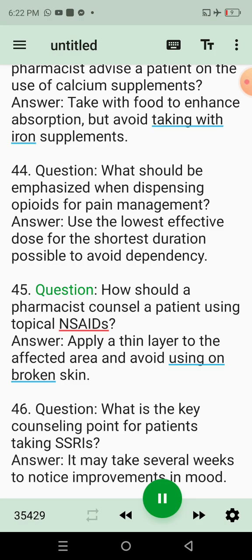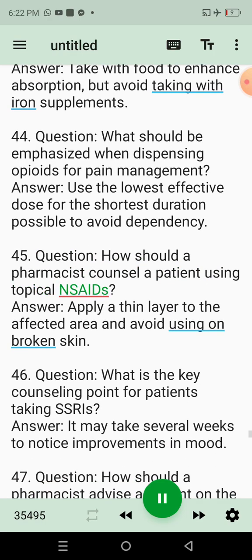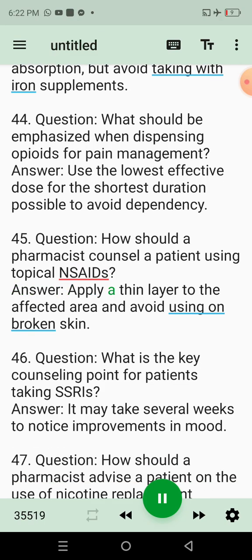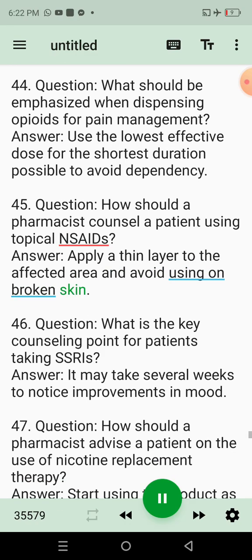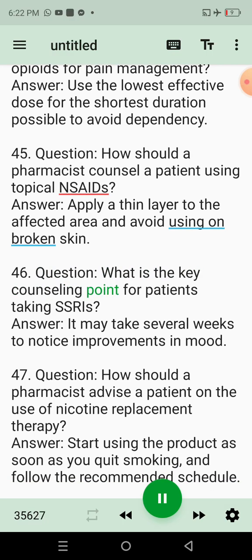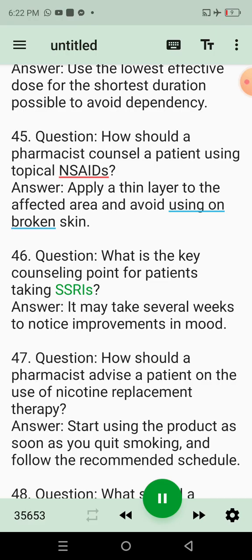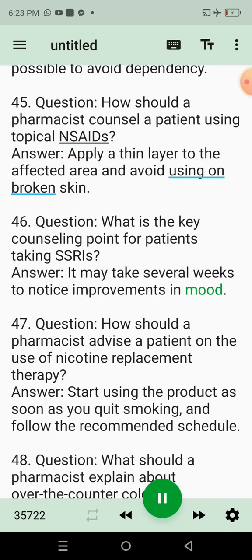45. Question: how should a pharmacist counsel a patient using topical NSAIDs? Answer: apply a thin layer to the affected area and avoid using on broken skin. 46. Question: what is the key counseling point for patients taking SSRIs? Answer: it may take several weeks to notice improvements in mood.